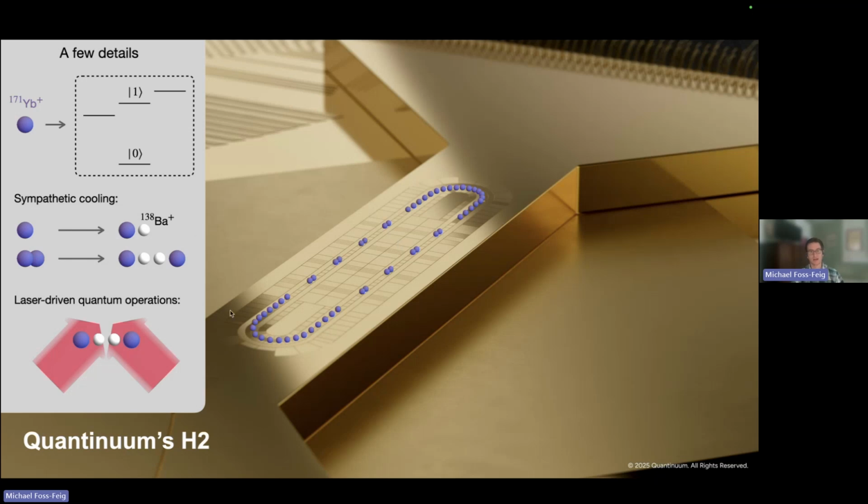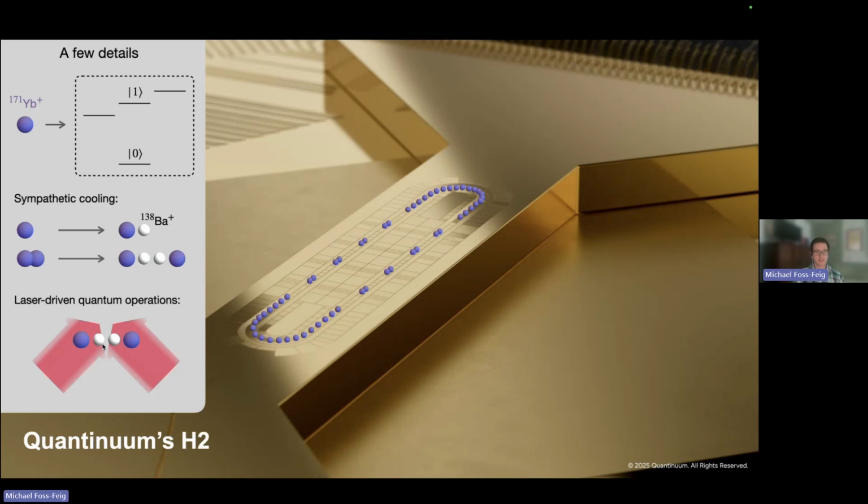I'm showing 56 ions, but in reality, we also have to keep those ions cold during a circuit in order to make the gates function correctly and well. And we do that by co-trapping them, in this case with barium ions that we can then laser cool. And by using a different species, barium, we can laser cool the barium without impacting the quantum information stored in the ytterbium. And the barium then acts as kind of a thermal bath that pulls energy out of the ytterbium and keeps it cold during the quantum circuit.